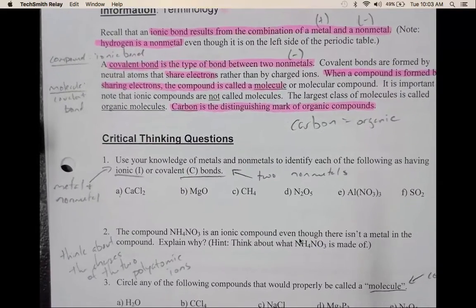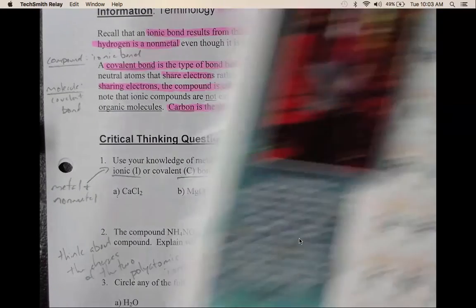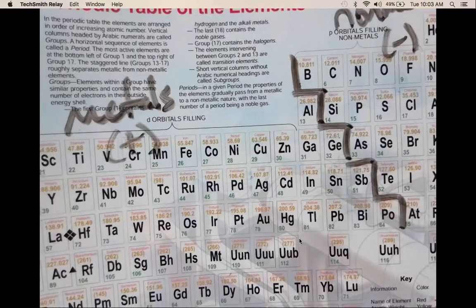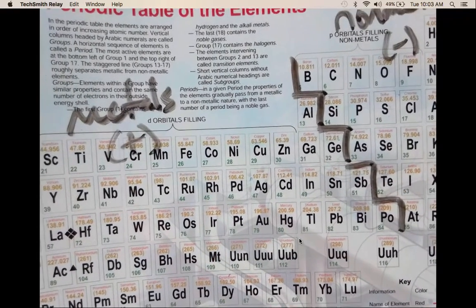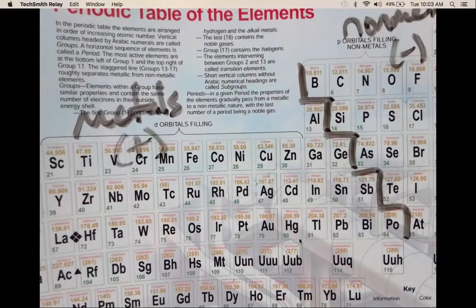So next, question one. Question one is using what we know to identify stuff as ionic or covalent bonds. So that's where we can use the periodic table. If you have something from the left and the right side, then it is ionic. If you have two things from the right side, then it's covalent. That is how you determine the bond.